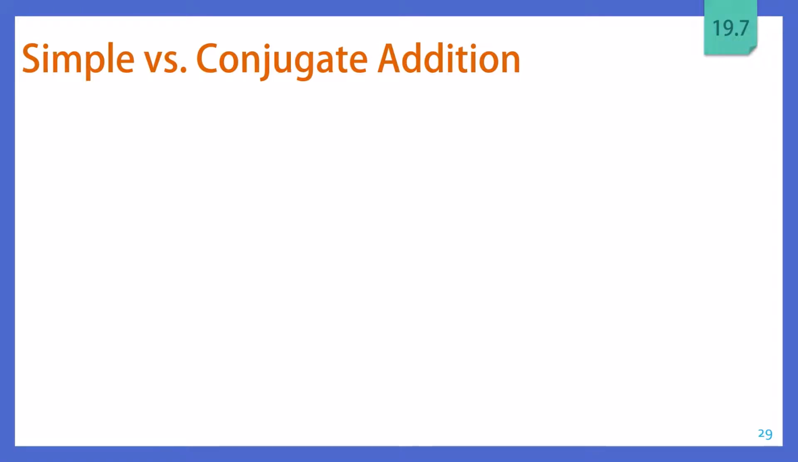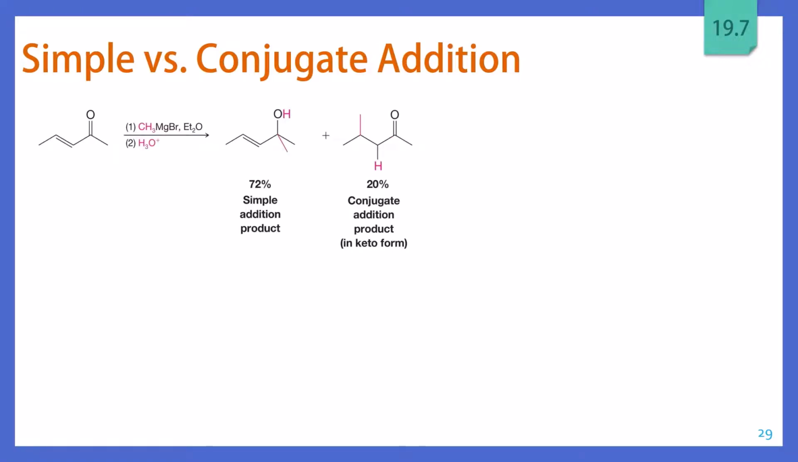So simple versus conjugate addition. As long as you kind of follow the rules, it's actually not too difficult. So in this first reaction, we're looking at an alpha beta unsaturated ketone, and we're adding in a Grignard. Grignards are very strong nucleophiles, and so they're going to tend to attack the carbonyl carbon, and you're going to see very little of the conjugate addition product.